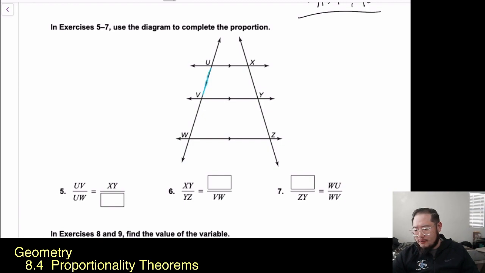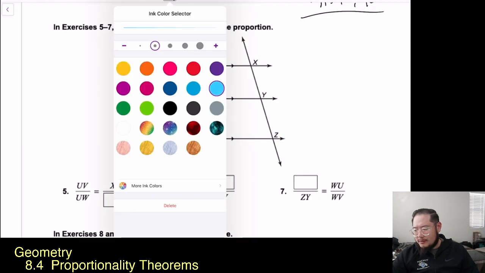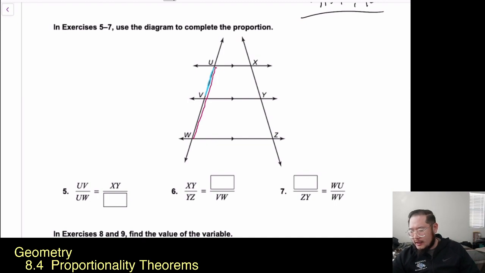And so on number 5, it says UV over WU. And WU or UW happens to be this whole entire thing. So let's see what happens on the other side. That's equal to XY. And then logically, since U to W is 2 segments on the left side, we're going to have to set this equal to XZ right here. And there's your answer for number 5.